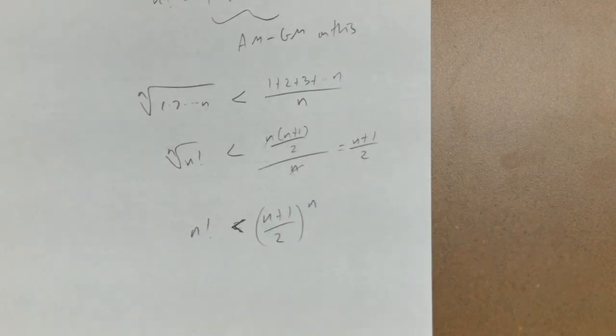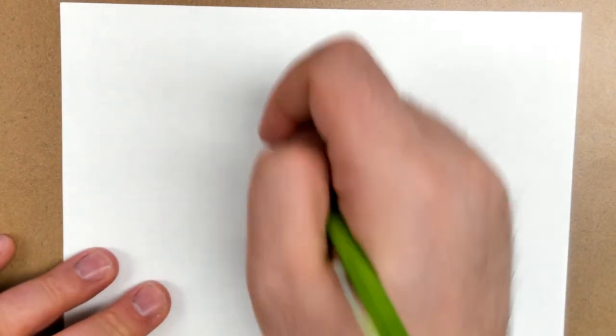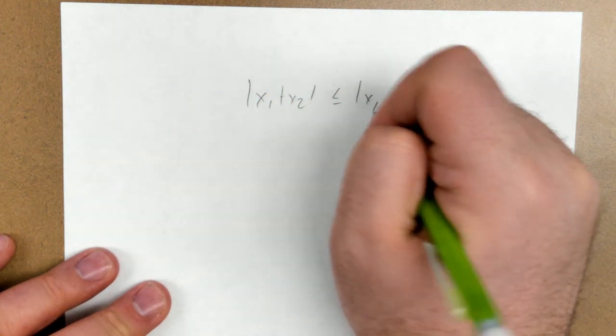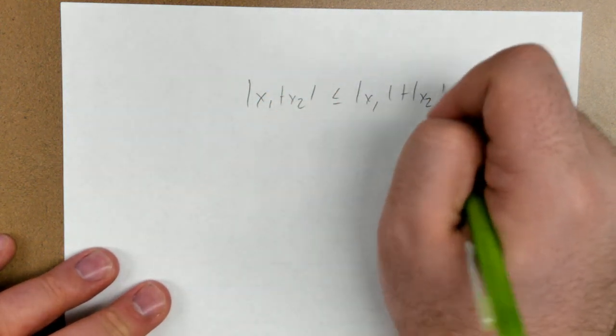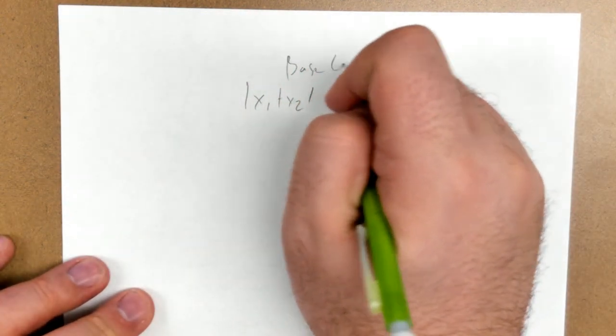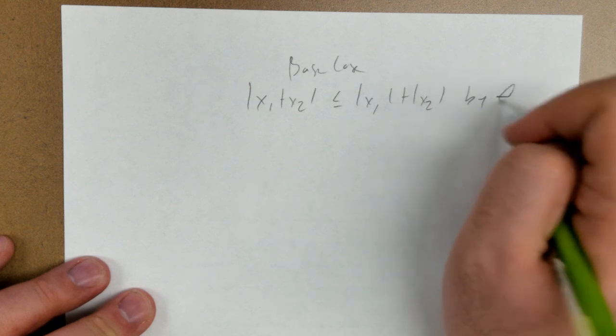Alright, the last problem asks you to generalize the triangle inequality. And we're about to bust out your favorite old trick, induction. So the triangle inequality says if you have two terms, this is less than or equal to the sum of these two terms. And now I'm going to do it in general terms. This is the base case, and that's by the triangle inequality.